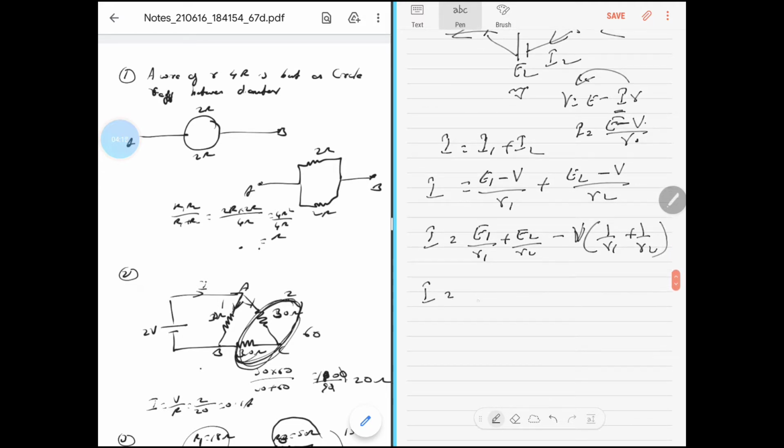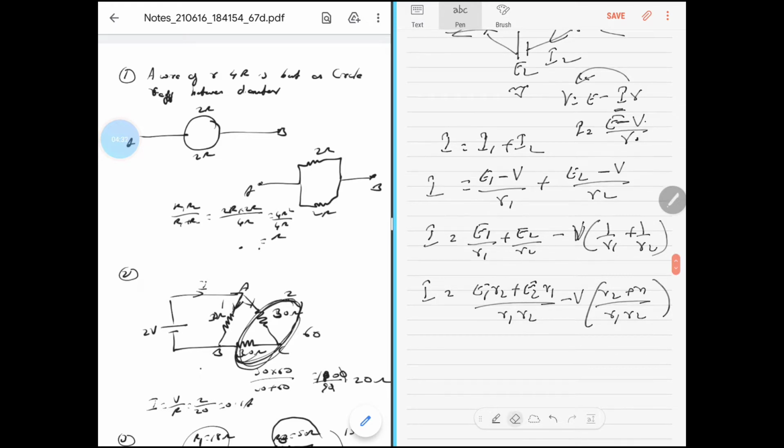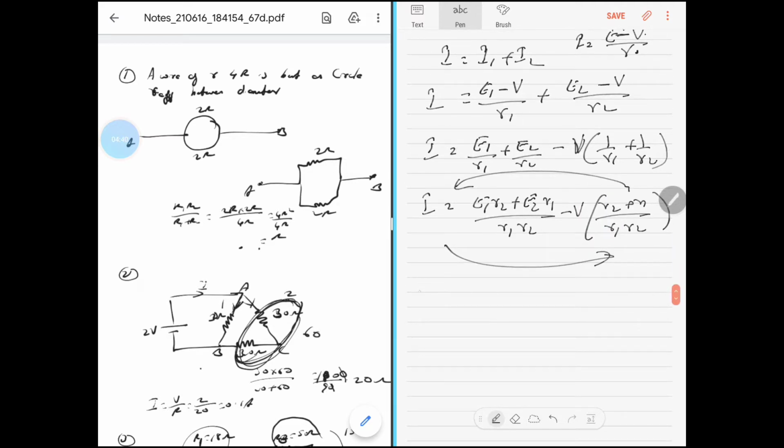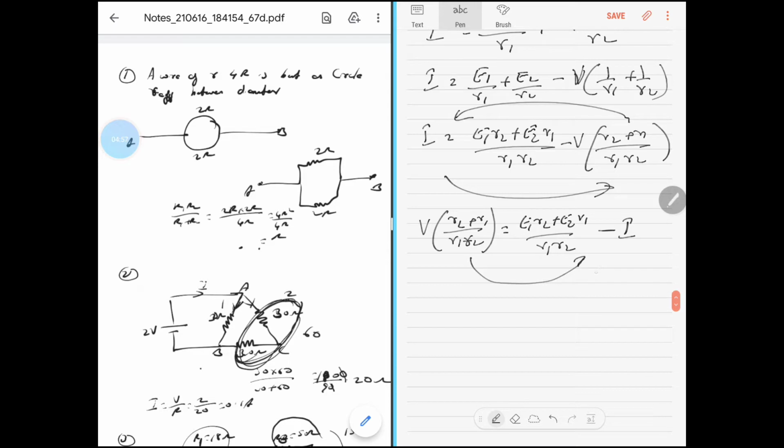Now let's take LCM. E1 R2 plus E2 R1 by R1 R2 minus V into, again LCM is R1 R2, so it's R2 plus R1. Now you want the format V is equal to E minus IR, therefore you're shifting this to that side and shifting this to this side. You must remember that's the most important step. V into R2 plus R1 by R1 R2 is equal to E1 R2 plus E2 R1 by R1 R2 minus I. So I'm going to take this to the right side.